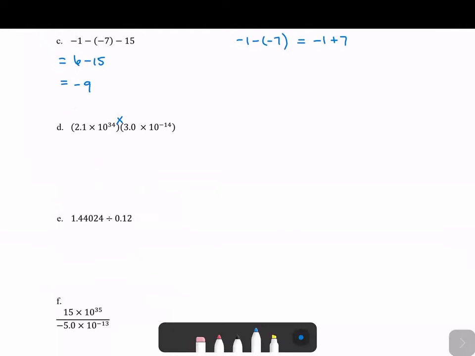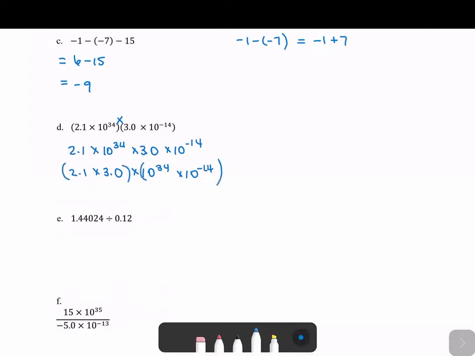So we rewrite this as 2.1 times 3.0. Well, we write this without the parentheses. So we do 2.1 times 10 to the 34th times 3.0 times 10 to the -14. We're going to switch the inside using the commutative property. So this is 2.1 times 3.0 times 10 to the 34th times 10 to the -14. And so we can do these in any order we want.